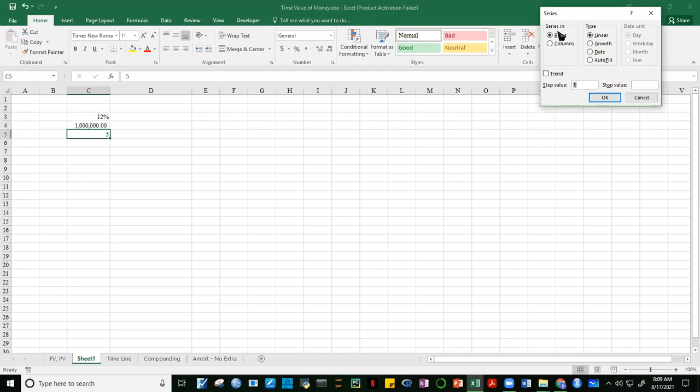Is the series to be in rows or in columns? So gusto natin in columns, ano, pababa. So I'm going to click this. Okay. So in fact, you have here, is it date ba yung pinapa-fill up natin? Pwede yun, no? Is it growth rate or is it linear? So dito linear lang siya kasi increments lang. 5 plus 5 plus 5 plus 5.